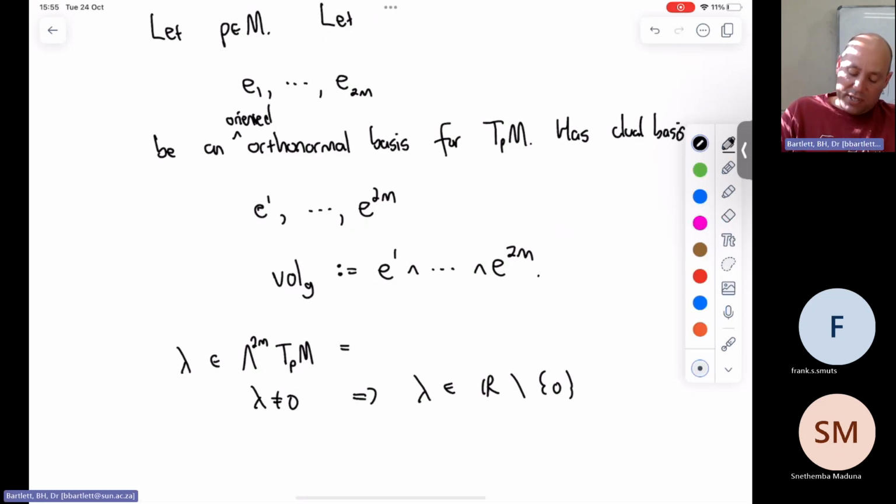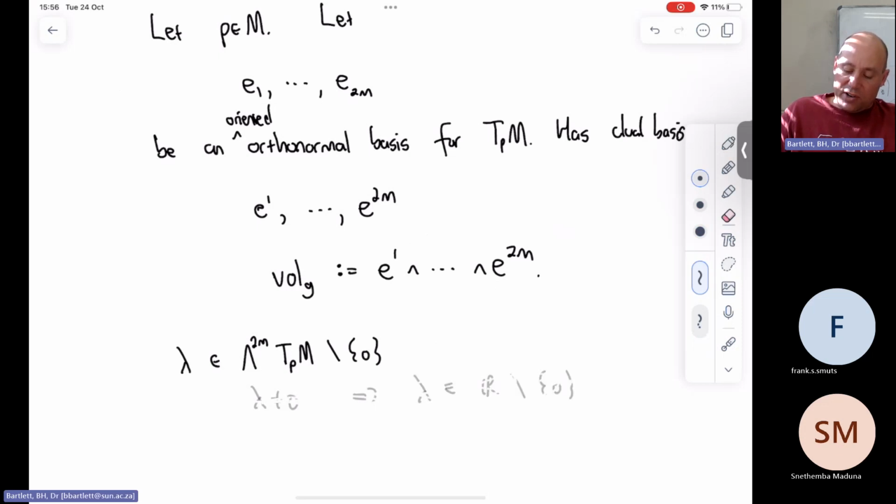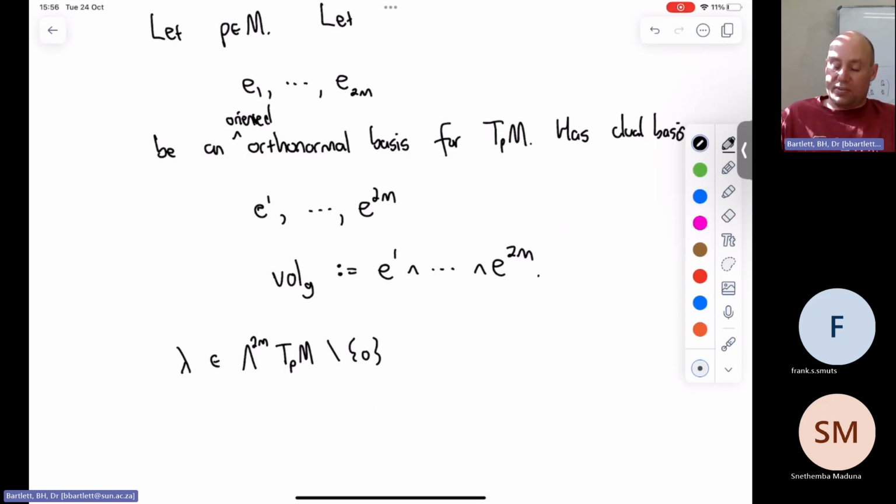I know that this can be written as... what's the nicest way of saying it? So if I've got a non-zero vector in the top exterior power, then the top exterior power minus the 0 is going to split into two connected components, right? There's the number 0, but I'm not living in that. So I'm either living in one component or the other component.